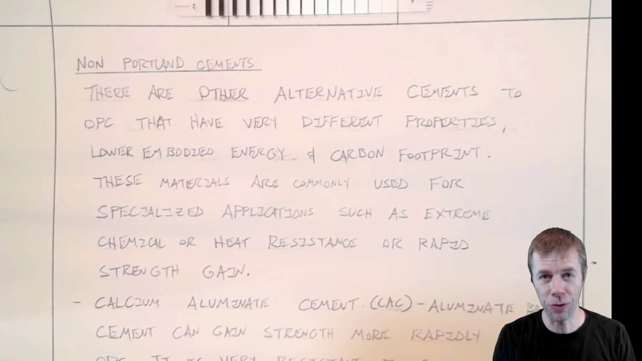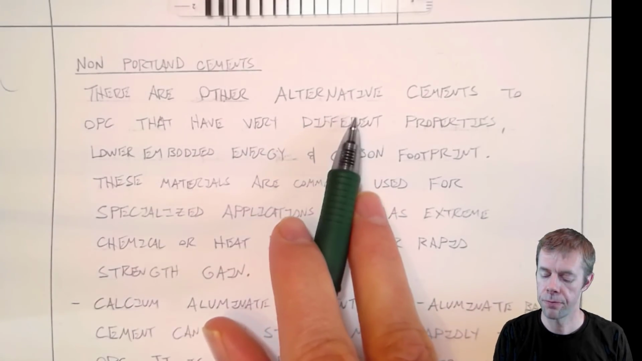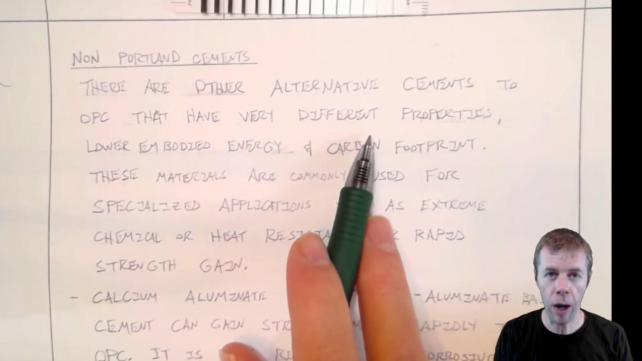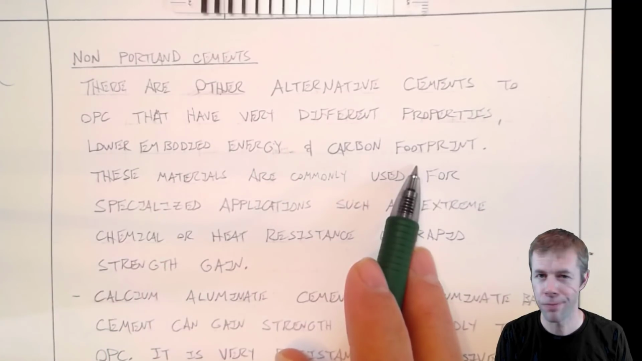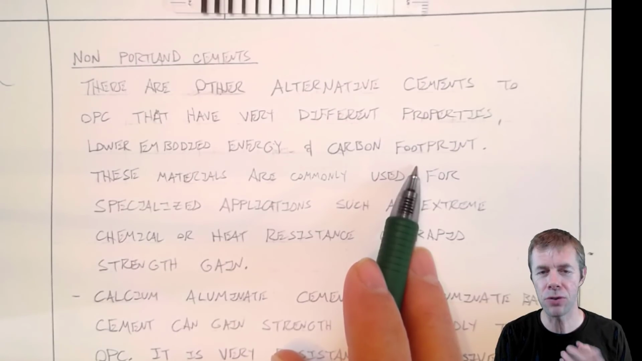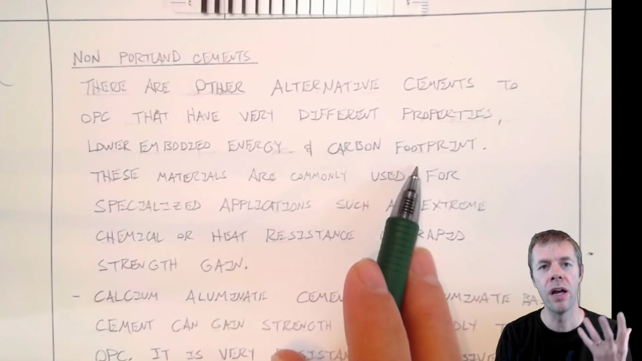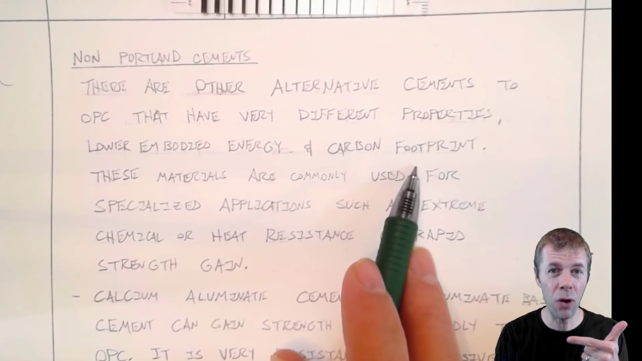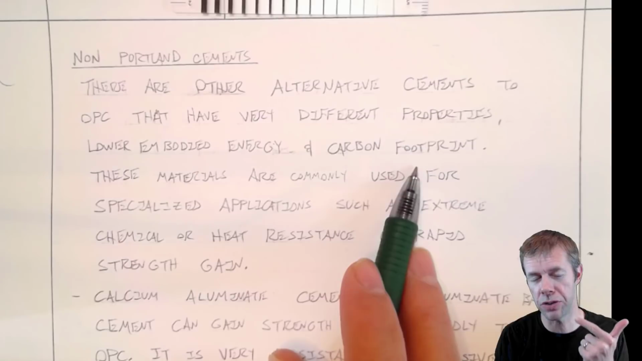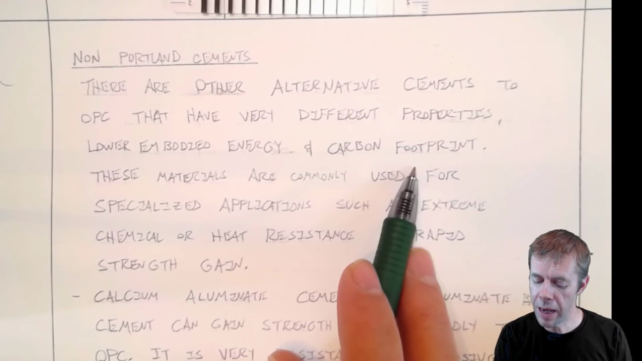Now let's talk about non-Portland cements. Now, there's a whole bunch of these, all right? I'm going to talk about just a few. These are also called alternative cements. They have very different properties. They actually have lower embodied energies and lower carbon footprints. Why? Because they're not really highly calcium based. There's calcium in there, but there's a lot of other stuff in there that's important in the chemistry. So they don't have to be cooked as high, and they don't have to be calcined as much. So they don't emit as much CO2, and there's not as much energy needed to make them.